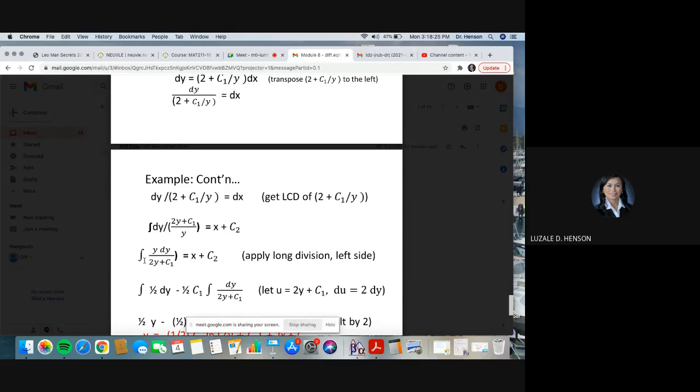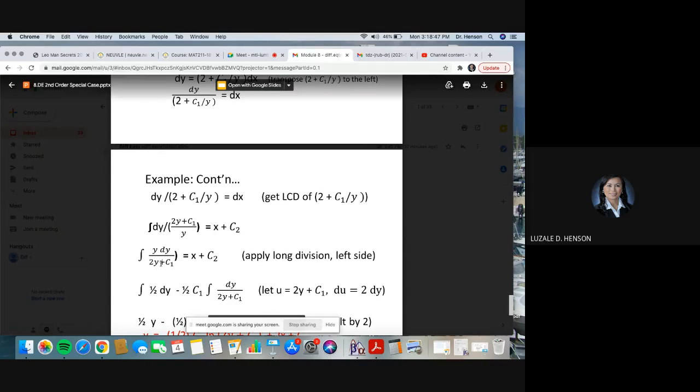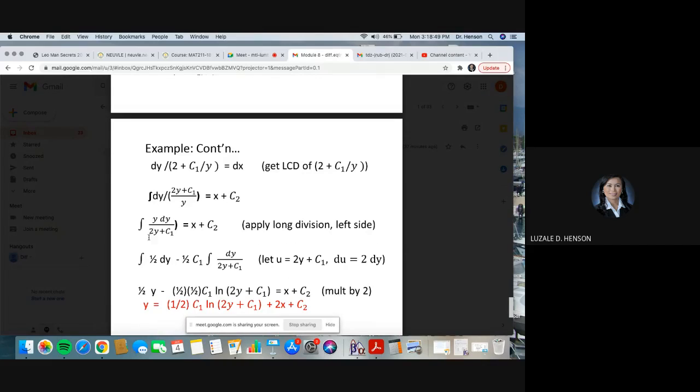But the left side is still to be integrated. And you notice that this is a fraction wherein the numerator has the same degree with the denominator. So there's no straightforward answer to this. And we need to do something about this in order to integrate. And you can easily apply long division, no, sa left side. So dividing y with 2y plus c sub 1. By long division, I don't need to show it to you at this moment. You're supposed to know how to apply long division.